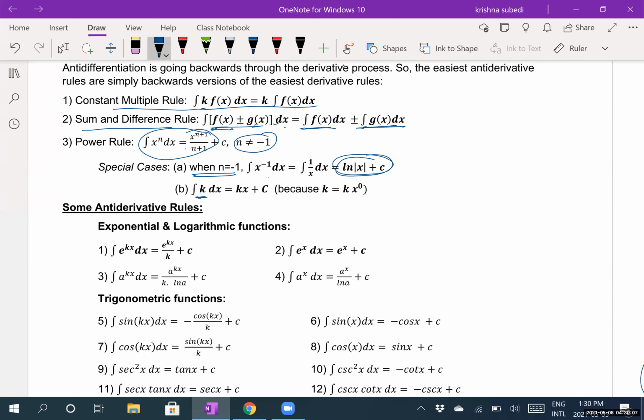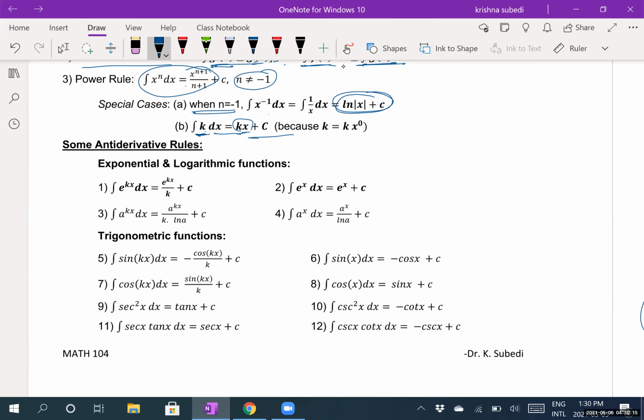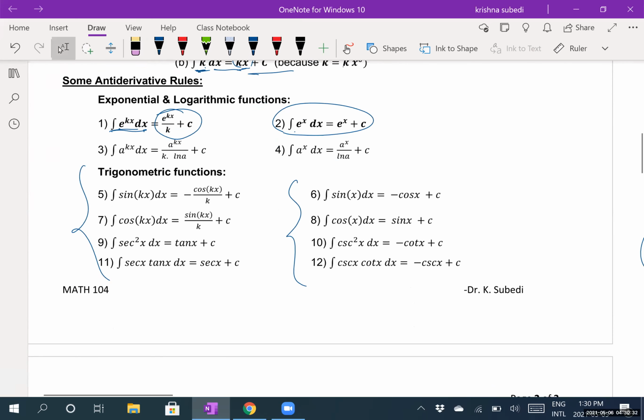And we also learned constant times x, this kx. We discussed that as well. In the same way, if we have e raised to power kx dx, then this will be the formula. If we have e to the x dx, this will be the formula. All these formulas, if you memorize them, it will be great. If you don't memorize, you can always create those functions by using the knowledge from your calculus 1.